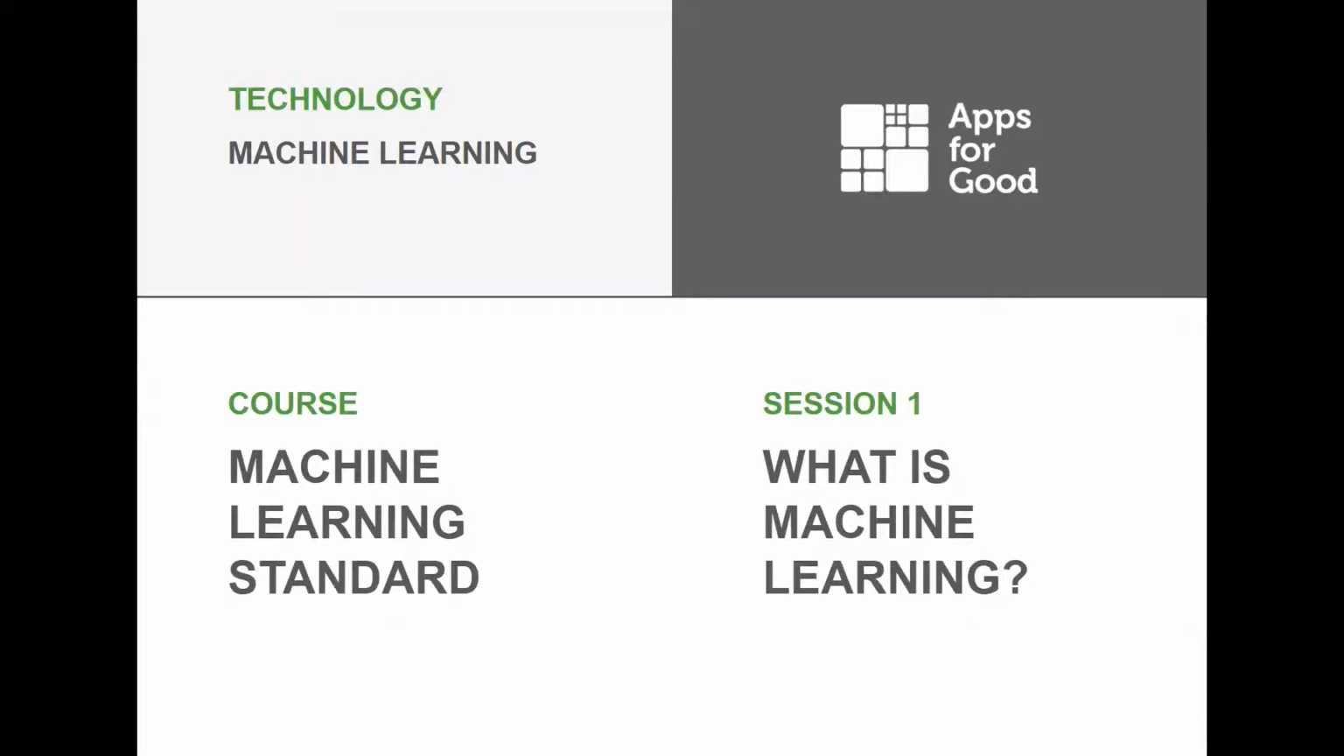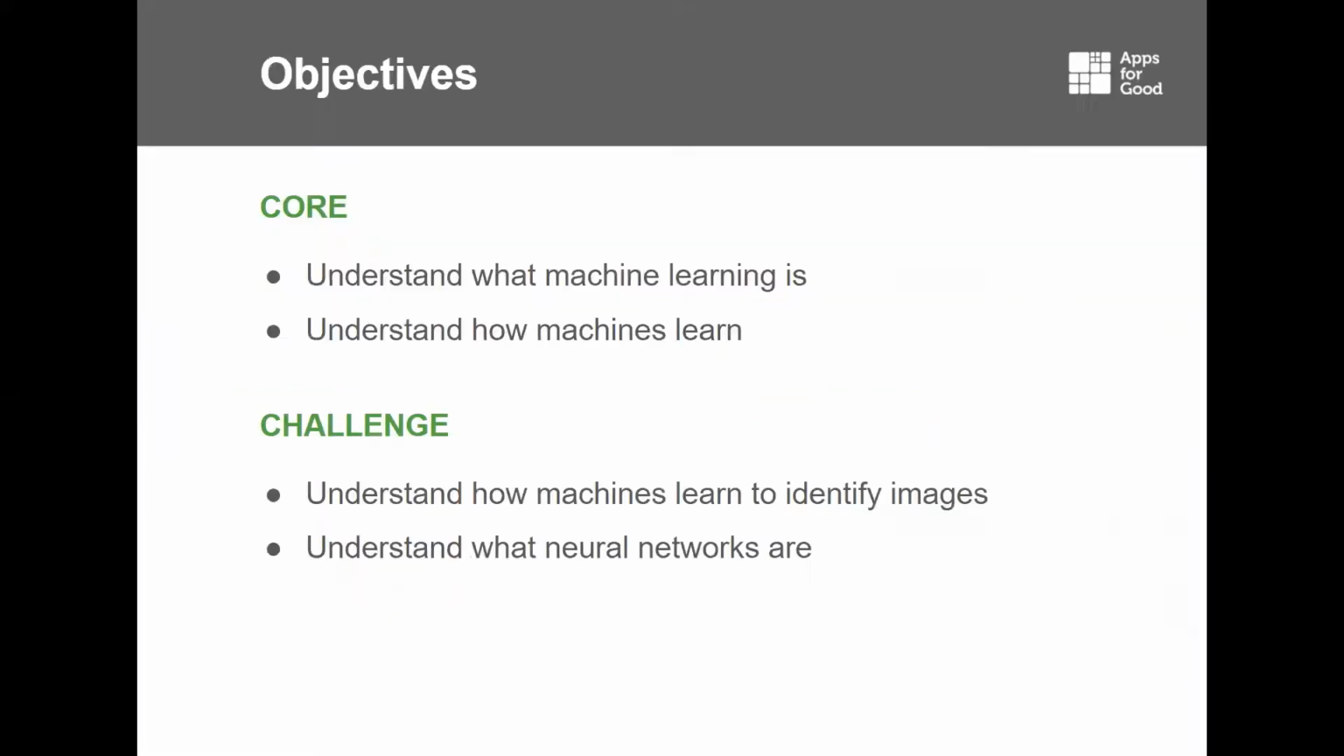Welcome to session 1 of the Apps for Good Machine Learning Standard course. In this session, we will be exploring what we mean by the term machine learning, and we will look at some of the ways that machine learning affects our everyday lives. Our challenge will be to start to understand what neural networks are and how they help machines to learn how to identify images.